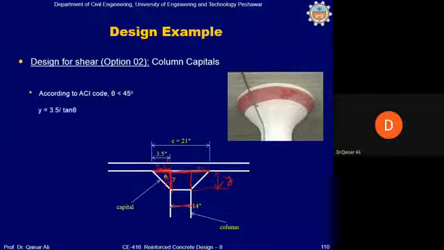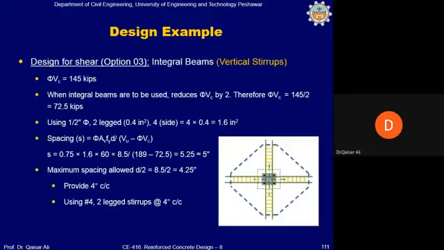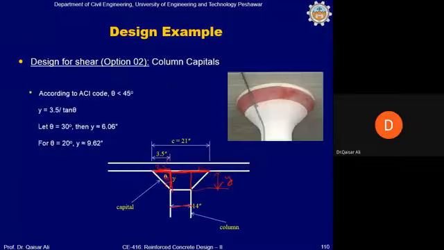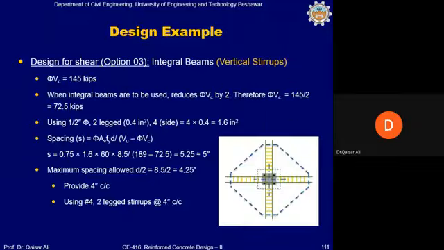Y is equal to 3.5 divided by tangent theta. Let theta is equal to 30 degrees, then Y is equal to 6.06 inch. If you want to keep theta 20 degrees, then Y is equal to 9.62 inch, and so on. Okay. So drop panel and column capital can be provided in this manner. Let's say now we calculate the integral beam. The integral beam can be provided in this manner.